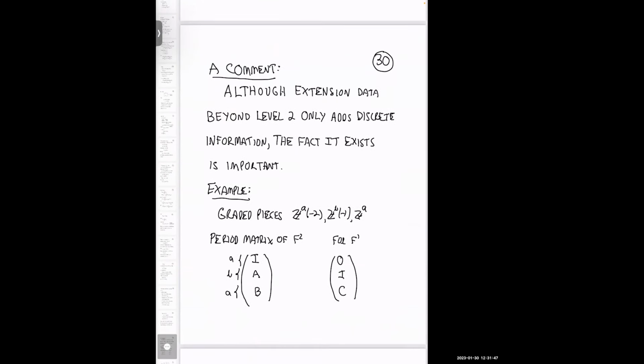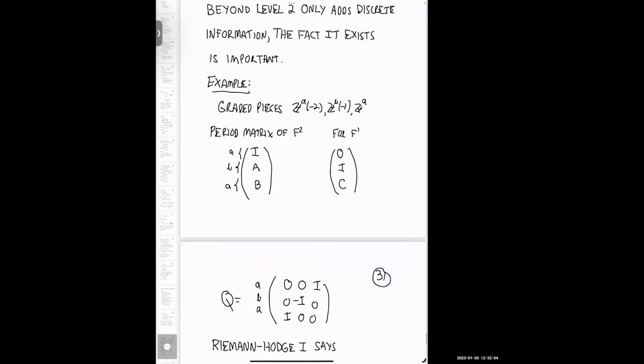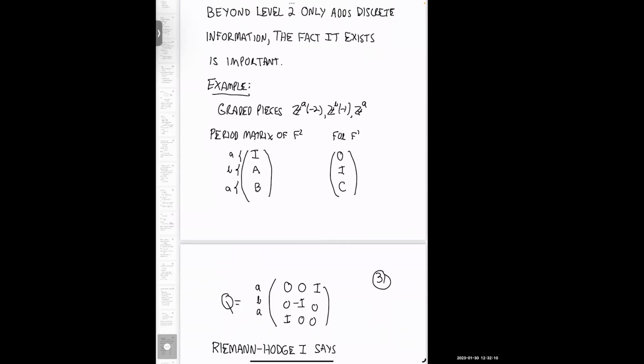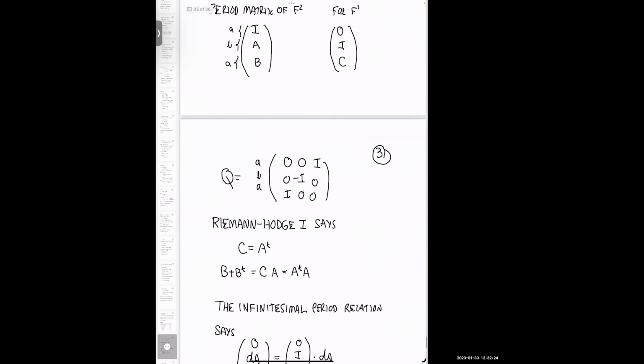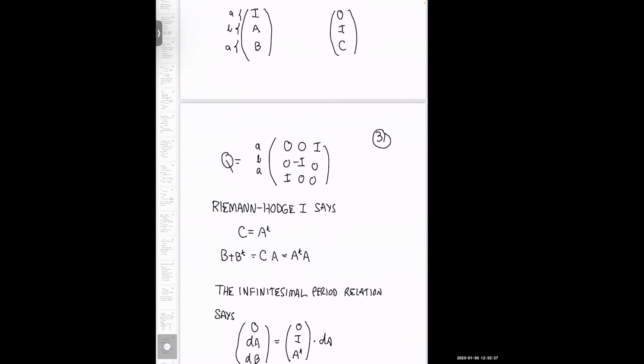A comment is that although this extension data beyond level 2 only is adding discrete information, it still is extremely interesting. And the fact that it exists is important. So if you just had a Hodge-Tate variation of Hodge structure with quotients Z(-2), Z(-1), and Z(0), then the period matrix would be, for F2, of the form I, A, B, and for F1, 0, I, C. And I'm taking Q, the intersection pairing, to be this matrix here.